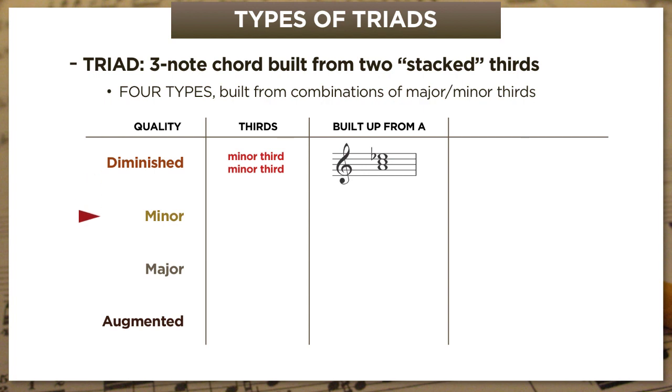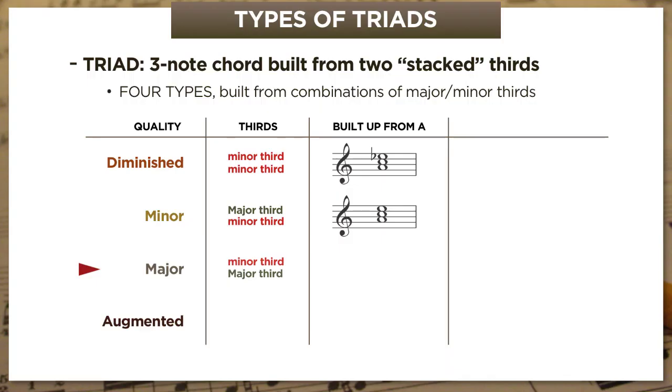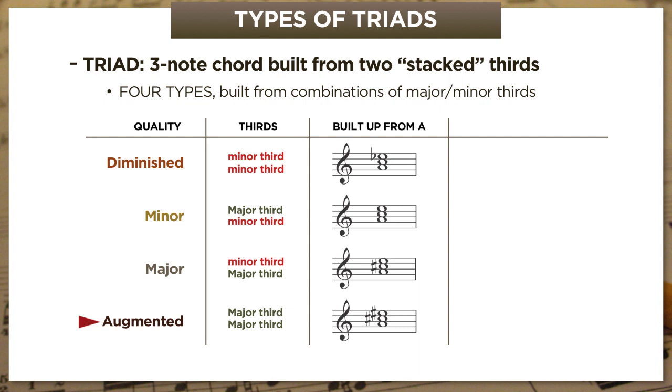With a minor triad, we combine thirds of different types. Specifically, we put a minor third on the bottom, hence the name, and a major third on the top. So in A, that one looks like this. The major triad also uses 2 types of thirds, but now with the major third on the bottom and the minor one on top. And in A, it looks and sounds like this. And with the augmented triad, we're back to using 2 thirds of the same size, except now they're both major thirds, and it sounds like this.